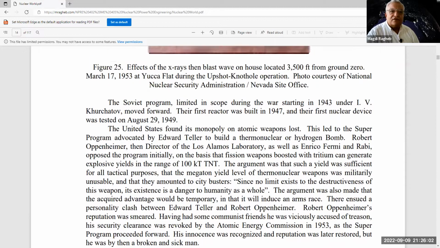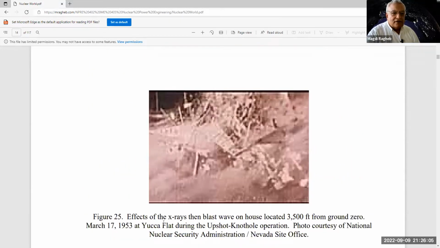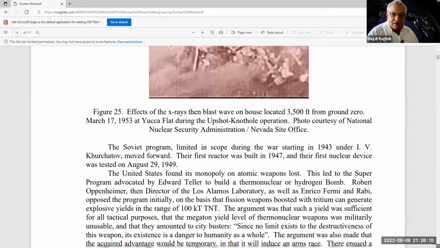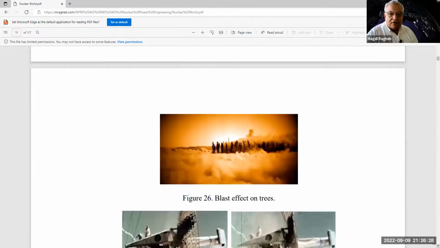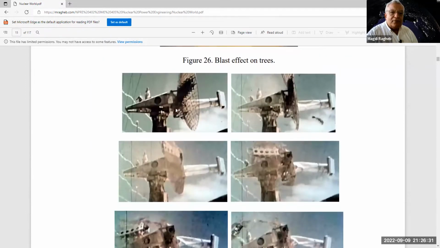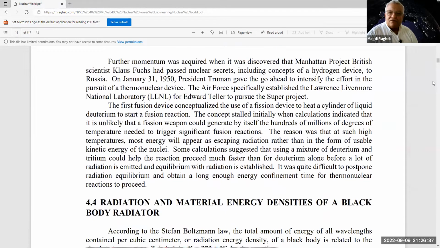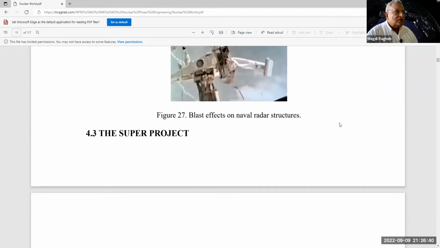First, the effect of the X-rays turned the whole thing on fire. And then later on, it simply disintegrates by compression loading and then tension loading. You could see here what happens even to trees. They are bent in one direction as they have been set on fire and then pulled in the other direction. And radar equipment or equipment on ships, as you could see, this is a radar here, is totally destroyed in the blast of an explosion. So that test showed how damaging fission devices in that case are.